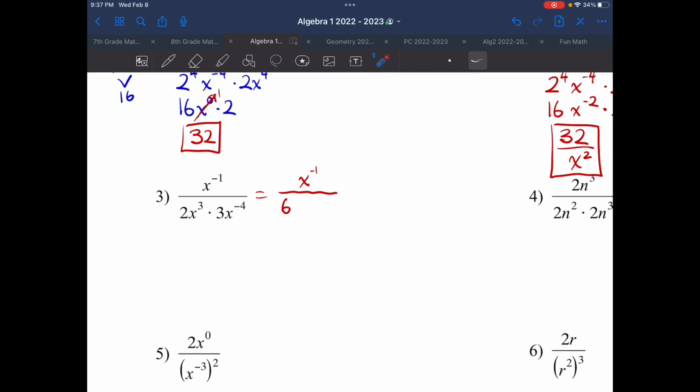When I'm multiplying these same bases, I'm going to add their exponents. I have a 3 and a -4, which adds to a -1. This will turn into x to the power of -1.